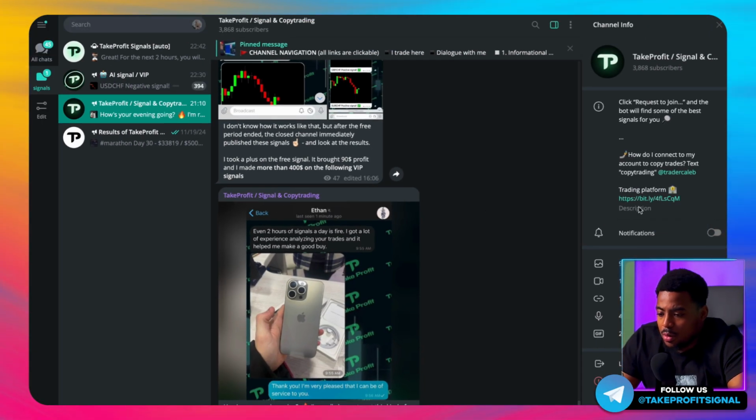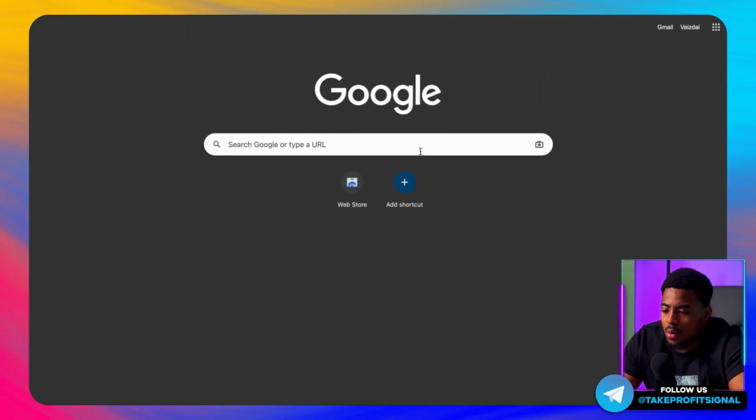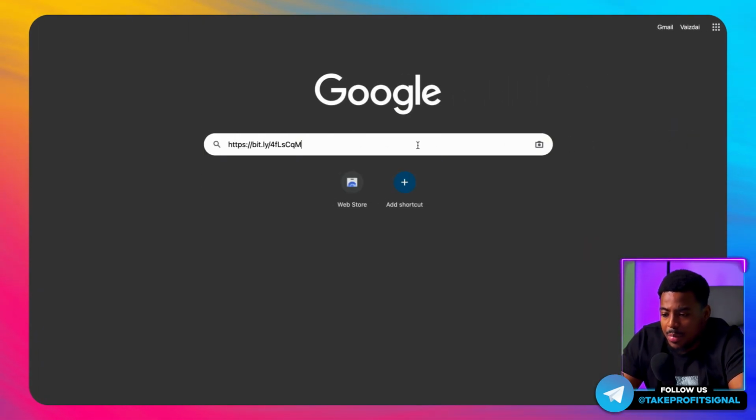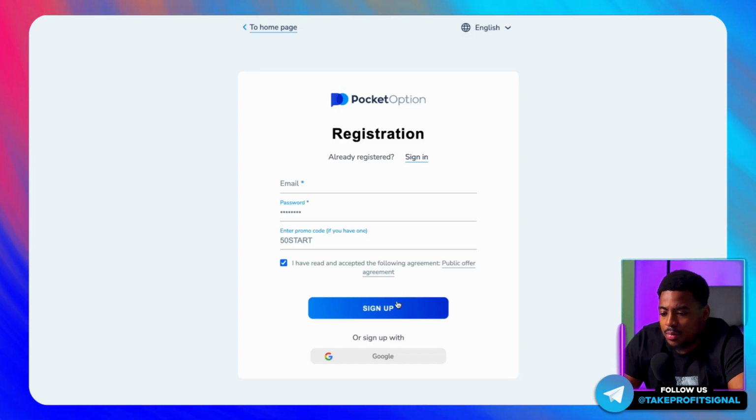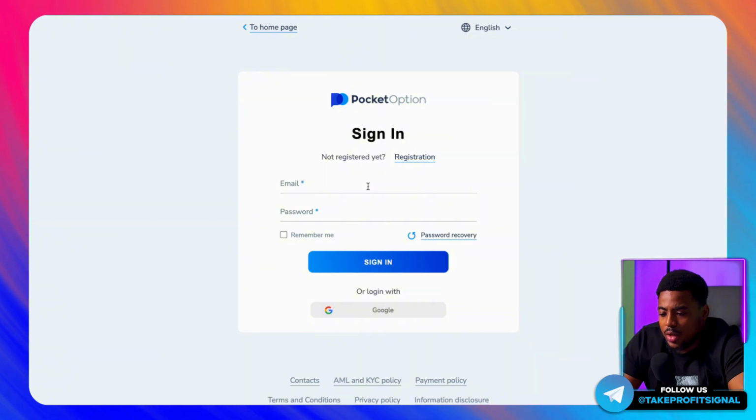We just copy it or click on it, then go to the search engine, paste this link, and you get to the page of registration of your account. Here we enter our email, here we enter our password, click this checkbox and create an account. I've already had an account, so I'm just going to log into it.